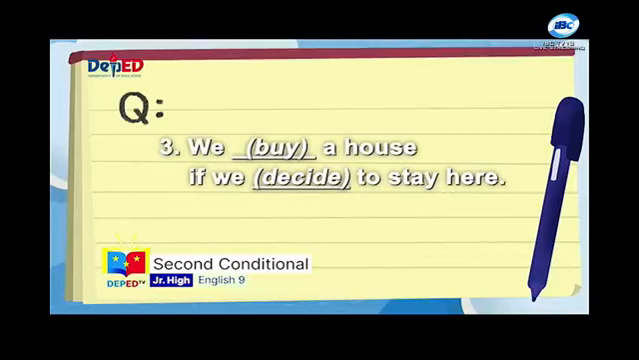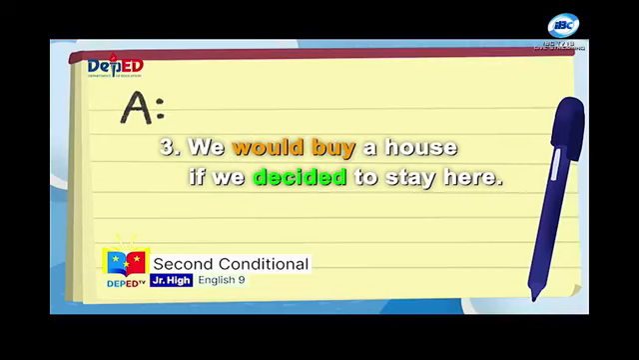We blank a house if we blank to stay here. This one is different. The result clause was written first. How should we write this sentence? Did you get that right? Let's see. We would buy a house if we decided to stay here. Nicely done. Next, number 4.